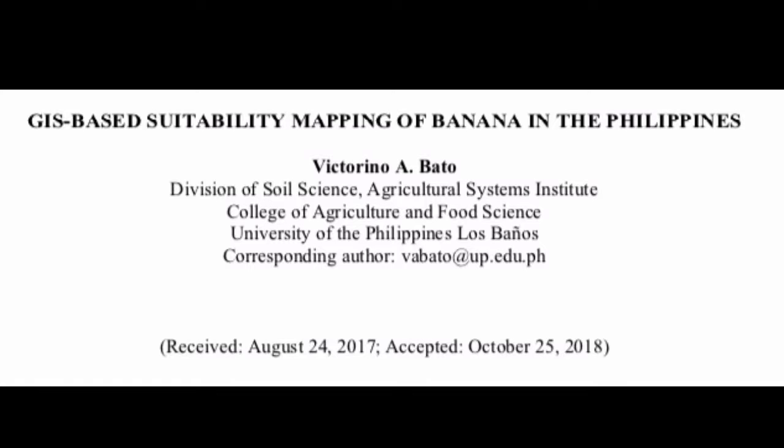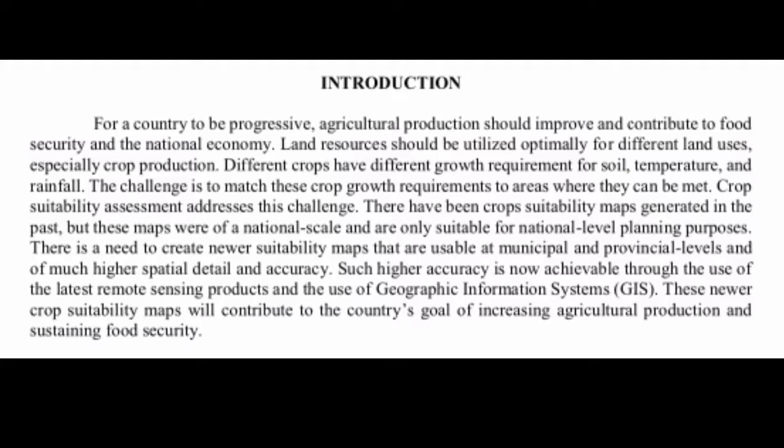GIS-based suitability mapping of banana in the Philippines. For a country to be progressive, agricultural production should improve and contribute to food security and the national economy. Land resources should be utilized optimally for different land uses, especially crop production.